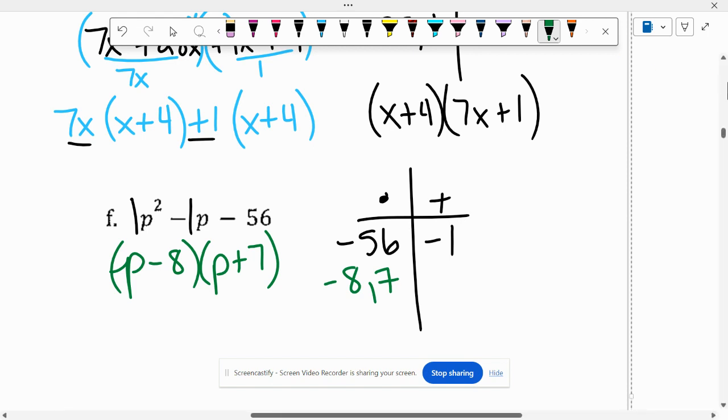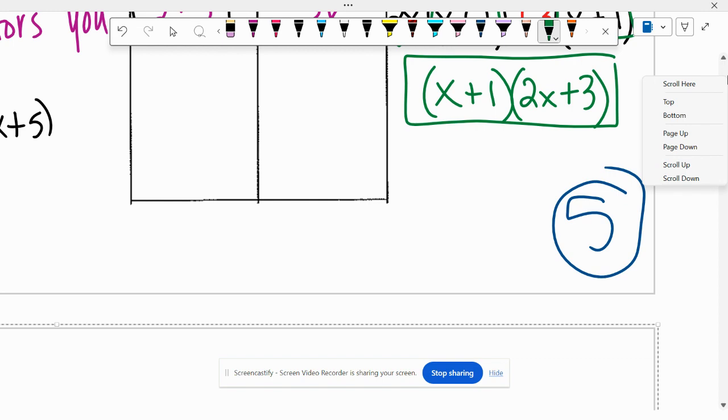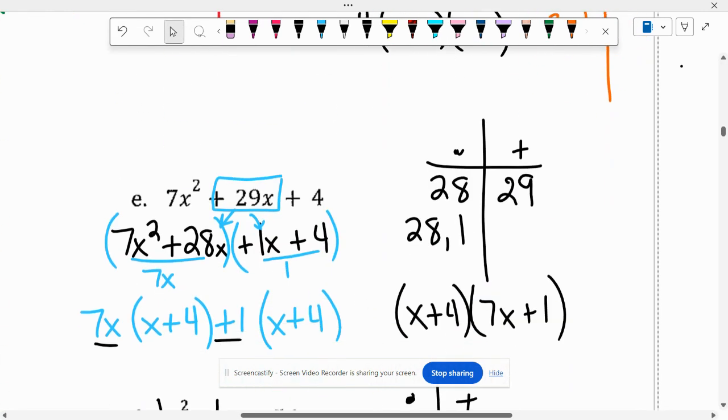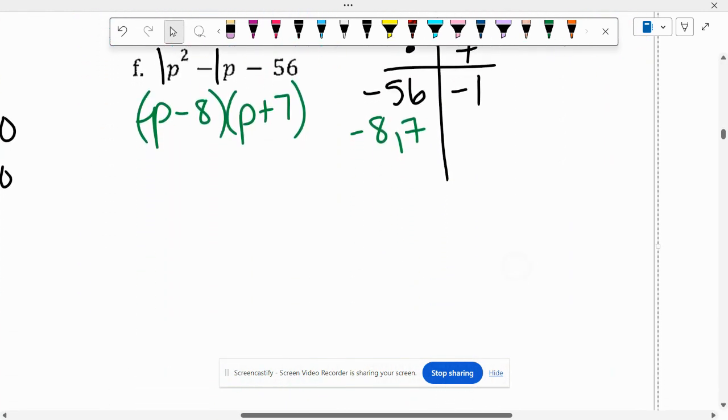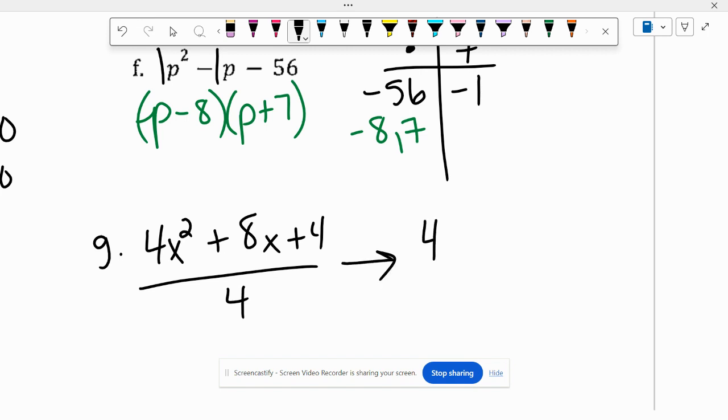What about example G? Take out a what? A 4. Whoops, hang on a second. We're going to take out a GCF of 4. So I'm going to write it right here. Example G. 4x squared plus 8x plus 4. So when I divide everything by 4, I get 4 parentheses x squared plus 2x plus 1.